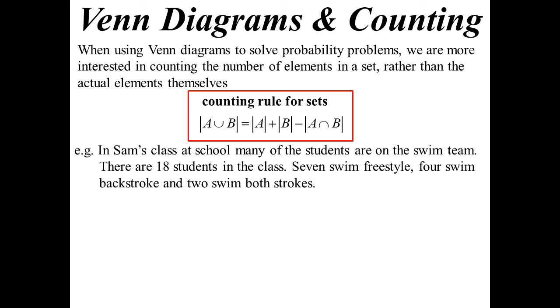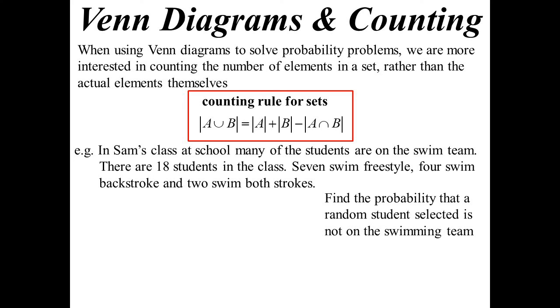So Sam's class at school. And oh, how appropriate, we just had a swimming carnival. Many of the students are on the swim team. There are only 18 students in this class. 7 swim freestyle, 4 swim backstroke, and 2 swim both. Find the probability that a random student is not on the swim team.